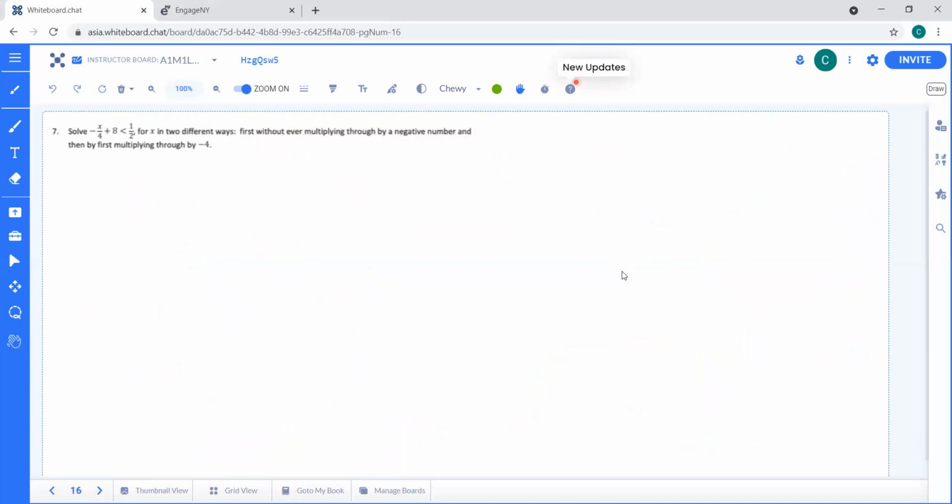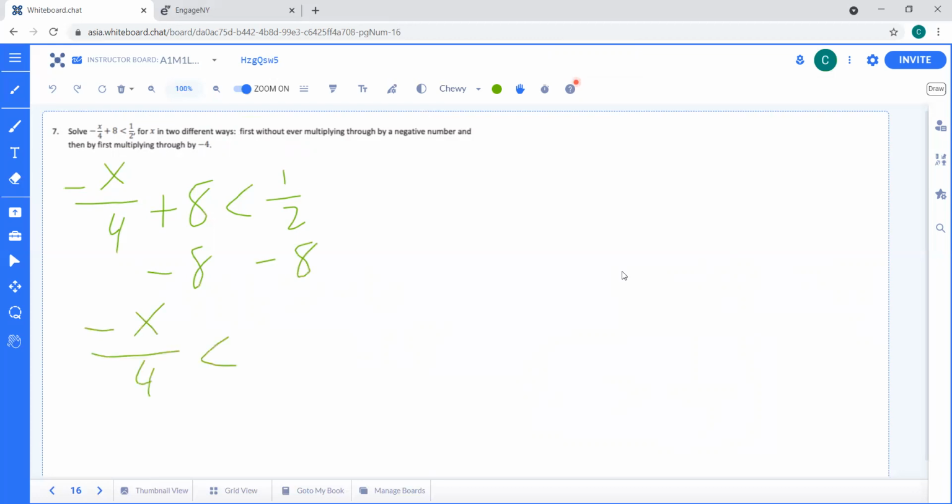All right, two different ways. Once again, all you do is work on flipping your sign whenever you're multiplying through by a negative. So we have x over 4 plus 8 greater than 1/2. I'm going to go ahead and subtract 8. That's negative x over 4 less than negative 7/2. Multiply through by 4. I get negative x is less than 28, 30.